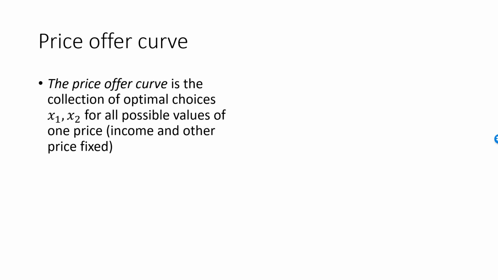We defined the income offer curve as the collection of all optimal bundles as we varied income. We can do a similar analysis by varying one of the prices. What we then get is the price offer curve. So the price offer curve is simply the collection of all optimal bundles as we vary one price, keeping income and the other price fixed.